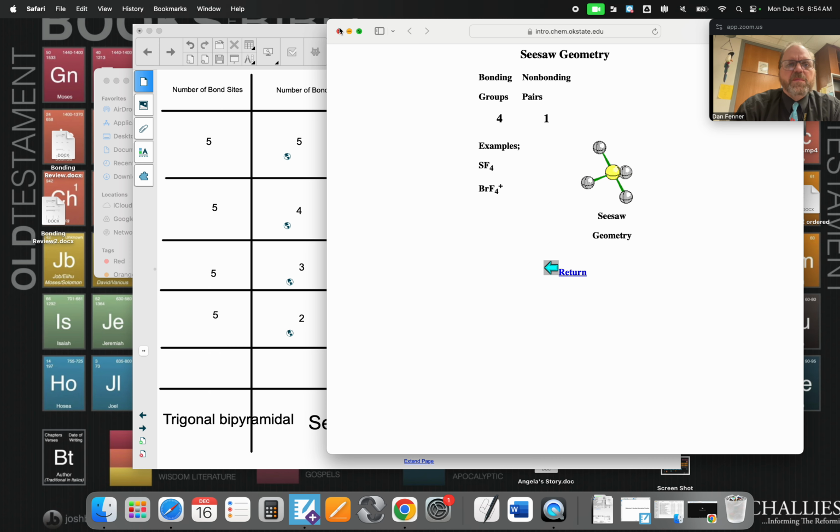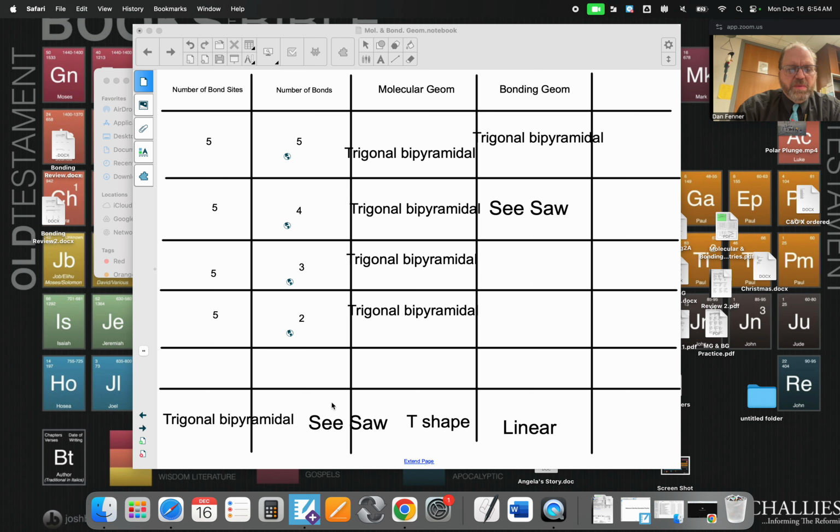That's a seesaw. All right, 5 bond sites, 3 bonds. All righty, so we got our seesaw. We want to lose the ones that are farther apart. Again, the 120s are farther apart. So what letter is that going to be? Right there, hopefully you see. That's a T shape. That's the name of the bonding geometry because that's what it looks like.